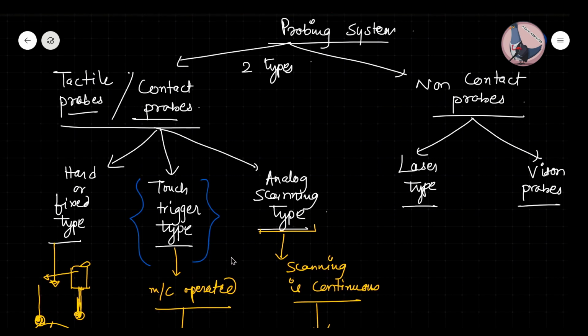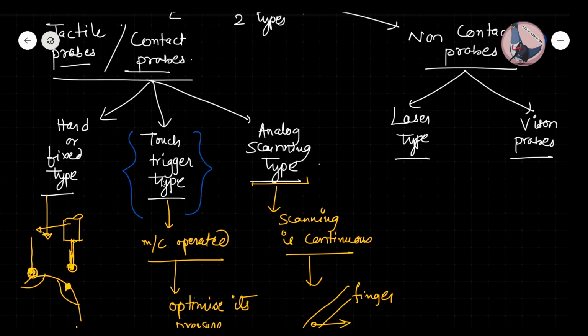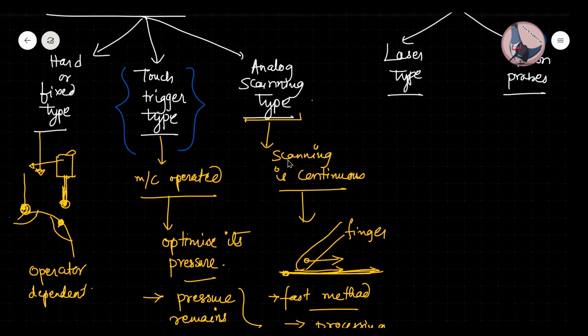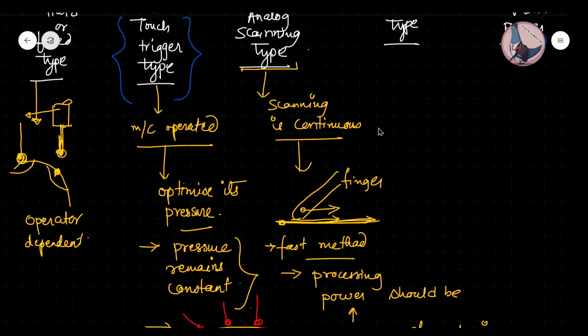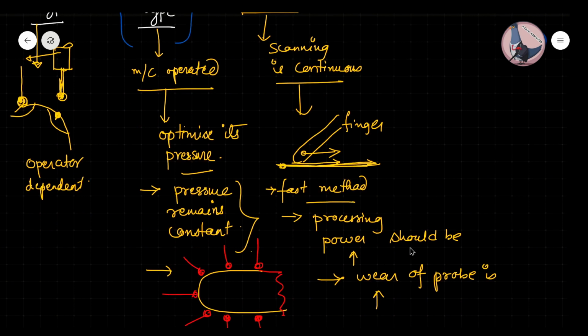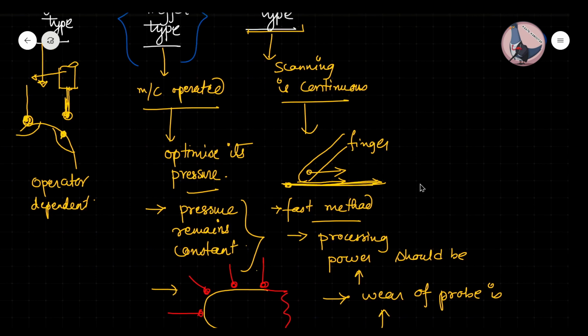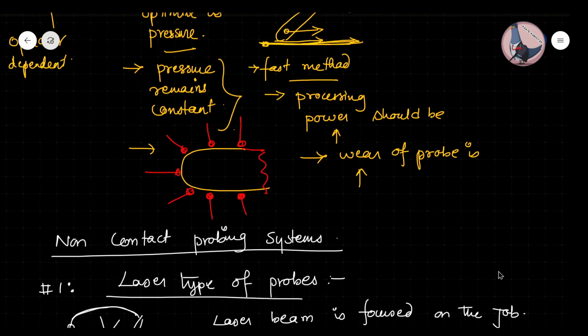Now, in tactile probes, there are three types: hard or fixed, touch trigger types, and analog scanning. The touch trigger type is what we mostly use, because we are not very happy when any reading is operator dependent; we try to avoid it. Analog scanning is very good for turbine blades or any aerofoil, a very complicated smooth blade profile. Analog scanning is the best thing there, but again, a very high amount of processing power is needed.